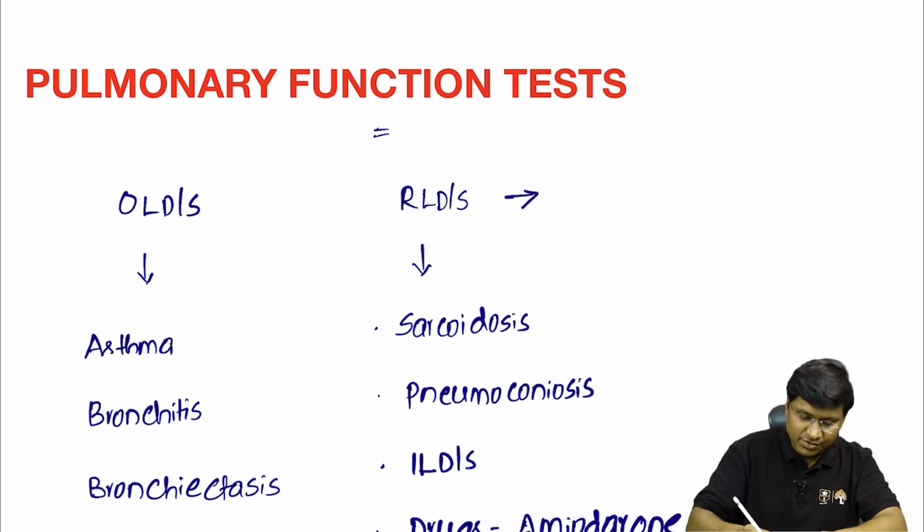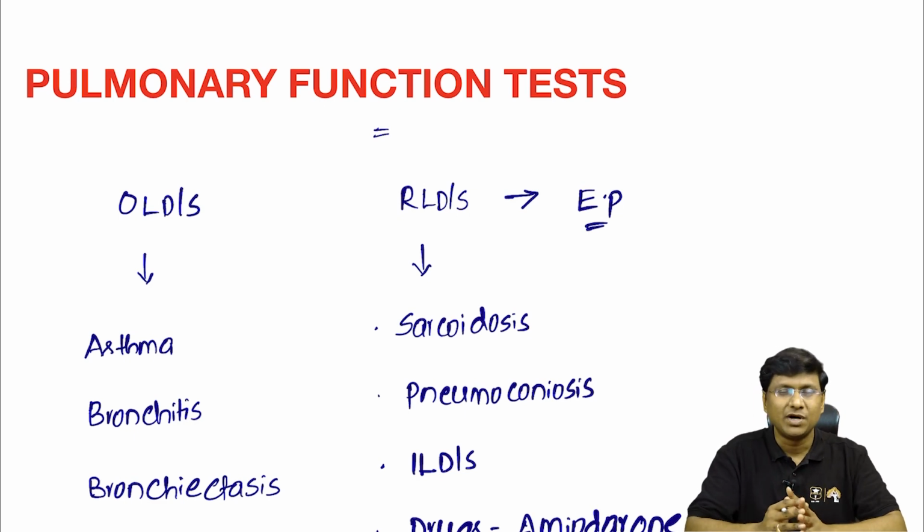And apart from this, we have some extrapulmonary causes for restrictive lung diseases. Now, what are those extrapulmonary causes? They include diaphragmatic palsy, cervical spine injury causing phrenic nerve injury, amyotrophic lateral sclerosis, myasthenia gravis, Guillain-Barré syndrome, kyphoscoliosis, ankylosing spondylitis, obesity. These are the extrapulmonary causes for the restrictive lung diseases, right?